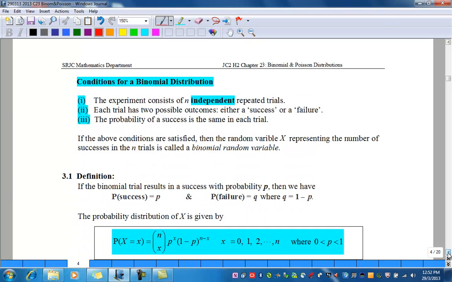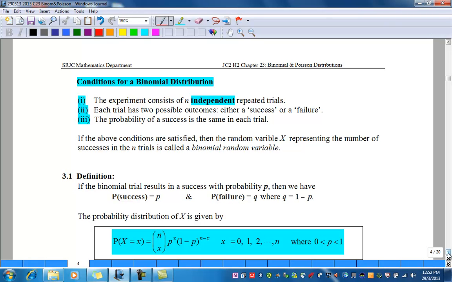Conditions for a binomial distribution. 1. The experiment consists of n independent repeated trials. 2. Each trial has two possible outcomes, either a success or a failure. 3. The probability of a success is the same in each trial. If the above conditions are satisfied, then the random variable X, representing the number of successes in the n trials, is called a binomial random variable.